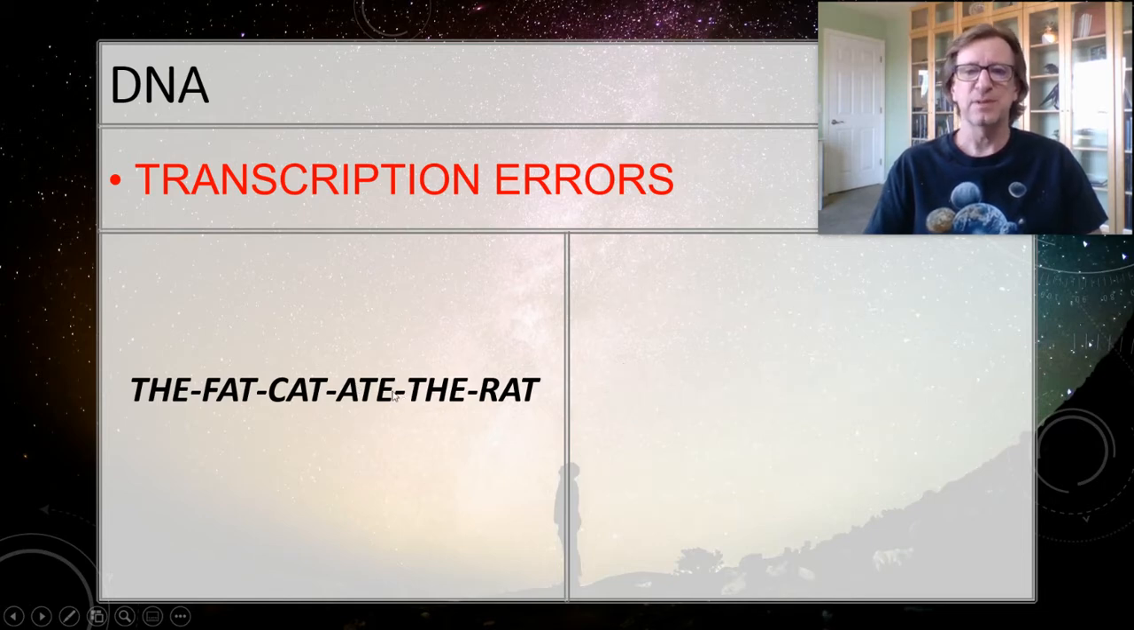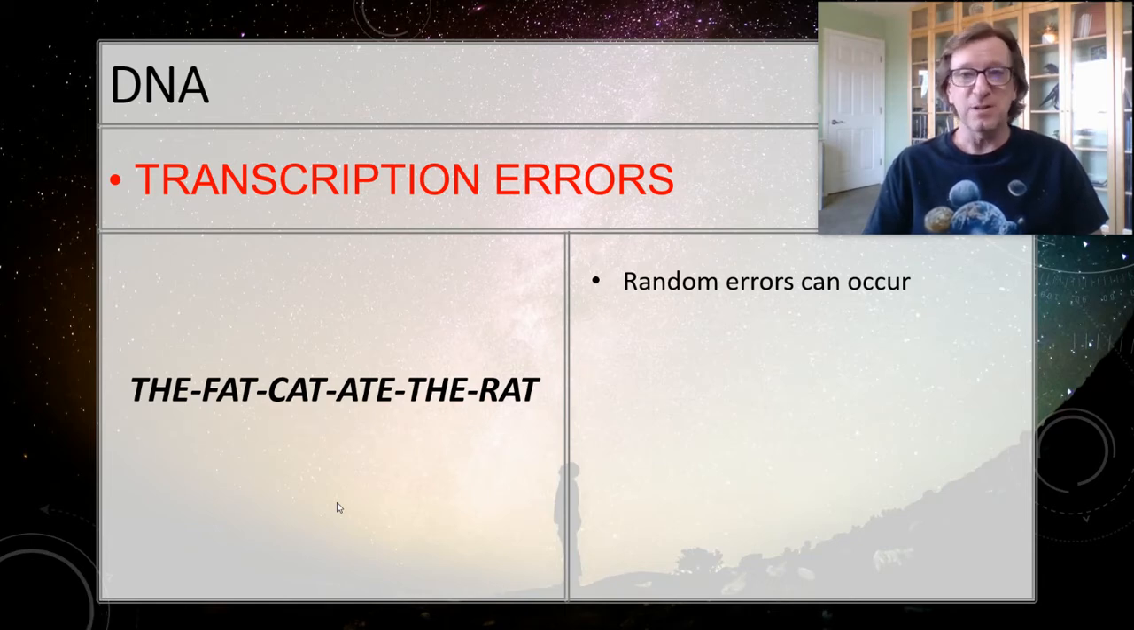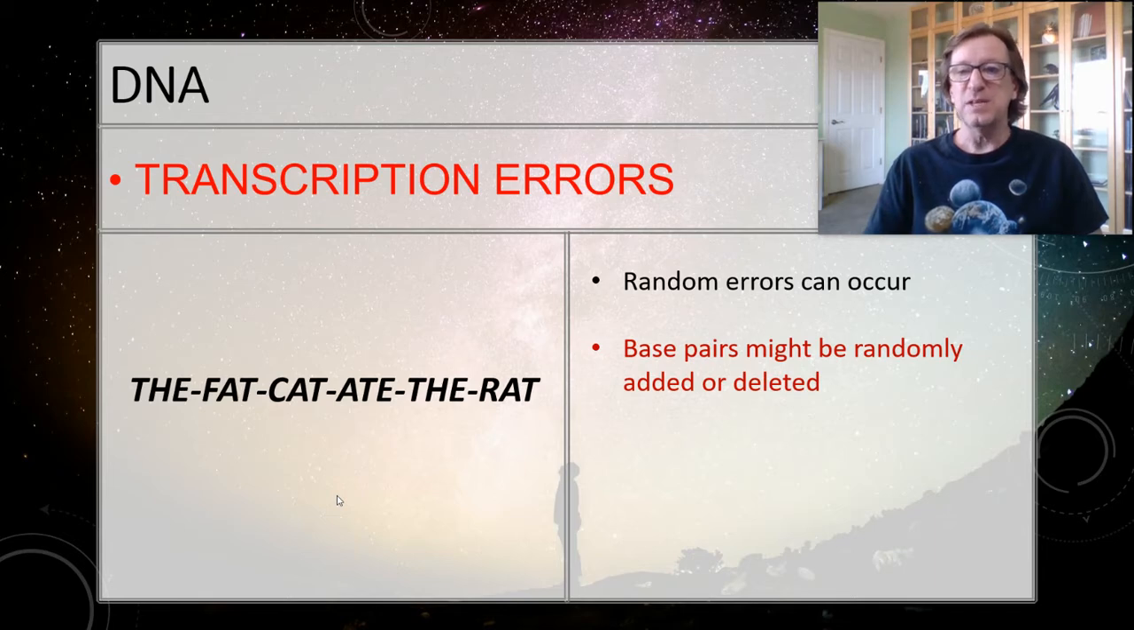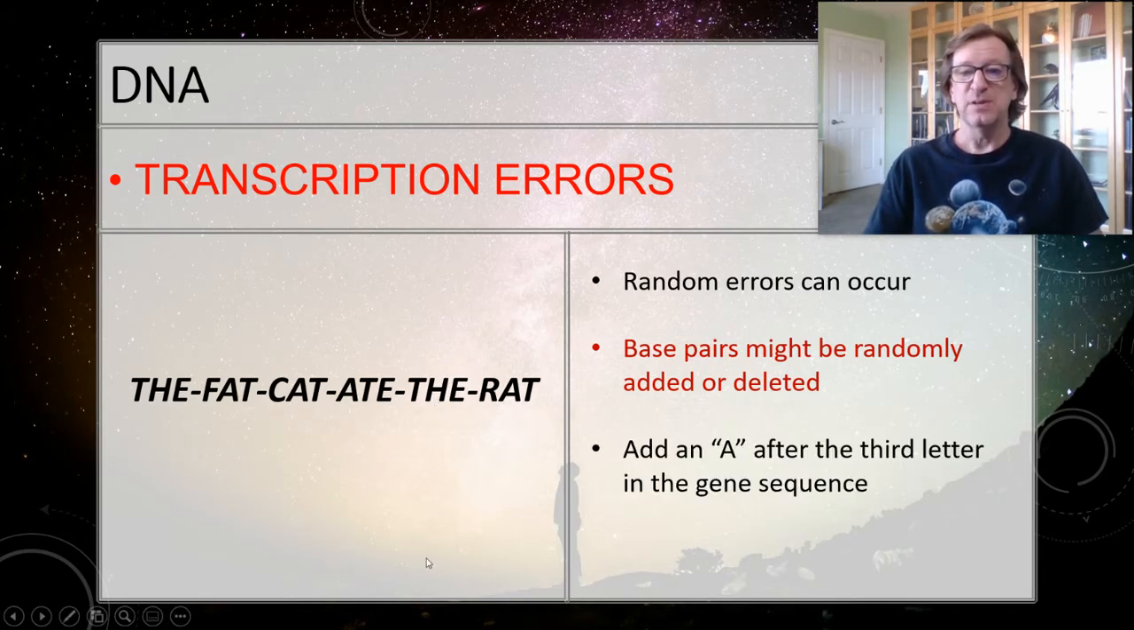All right. Now, random errors can occur. First of all, the transcription process is very, very close to 100%. But because we're doing trillions of these, every once in a while, you'll get a random error. So you might have base pairs that are randomly added or deleted into this gene. So, for example, what if we added an A after the 3rd letter in the gene sequence? So what if we added an A here? How would that rewrite the gene sequence?